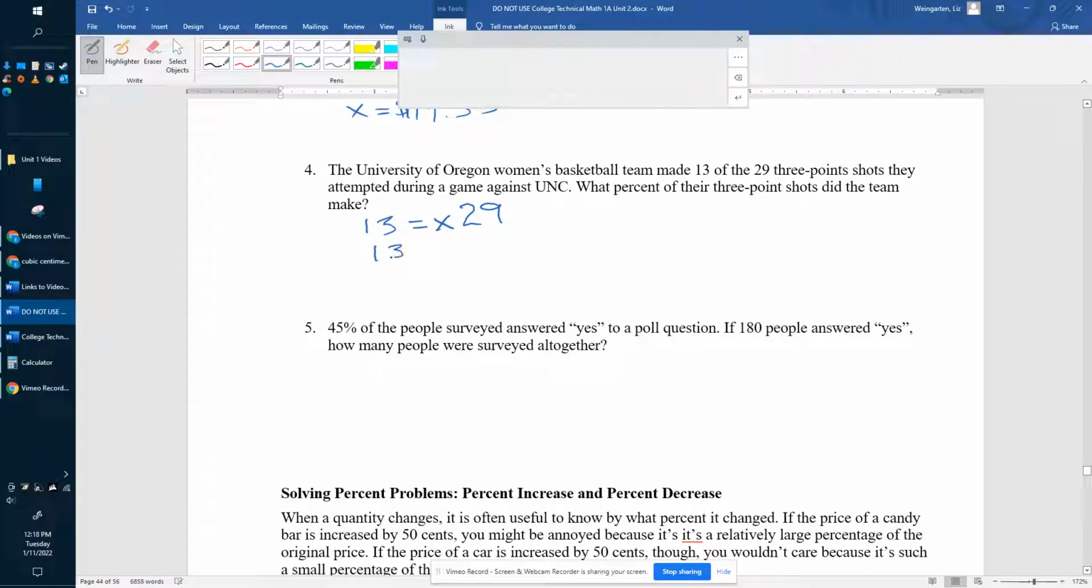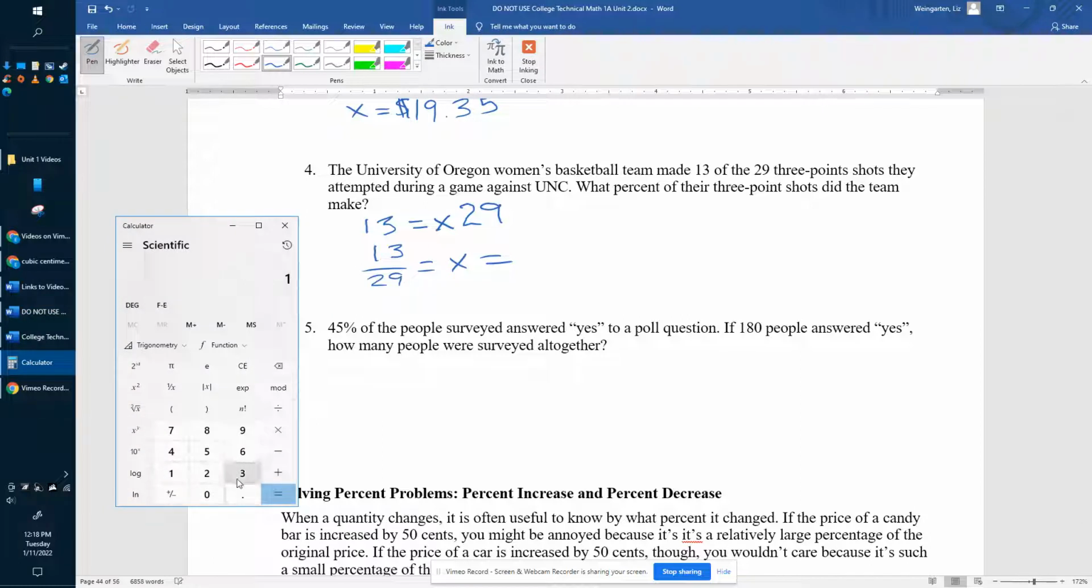So x equals 13 over 29. So what is 13 divided by 29? That is a crazy number. However, we have to make it a percent, so let's multiply it by 100. And we get about 44.8%.